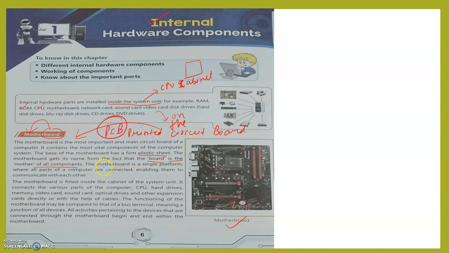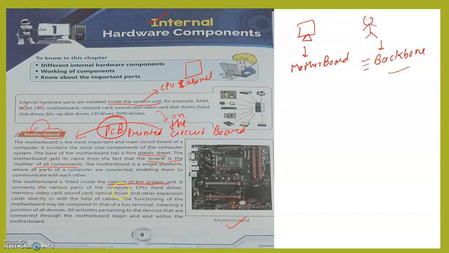Basically, if we compare the human system to the computer system, the backbone of the human system is equal to the motherboard of the computer system. Motherboard is equal to the backbone, the spinal cord of the human system. Okay, because all the components of the human system are connected through the backbone. So the motherboard is fitted inside the cabinet of the system unit, that is the CPU cabinet.